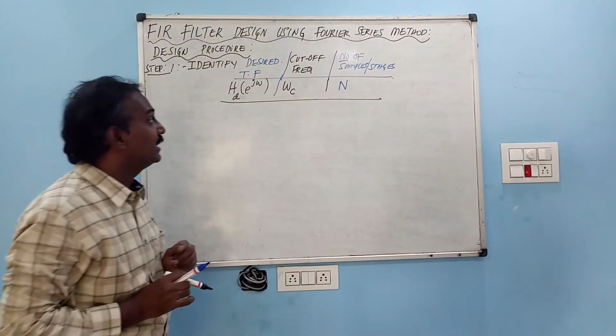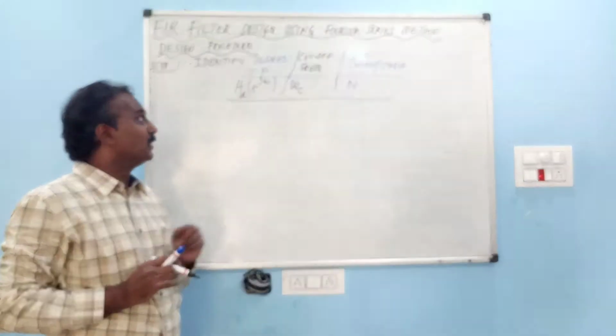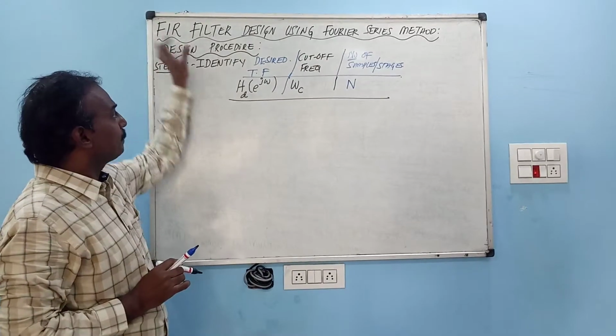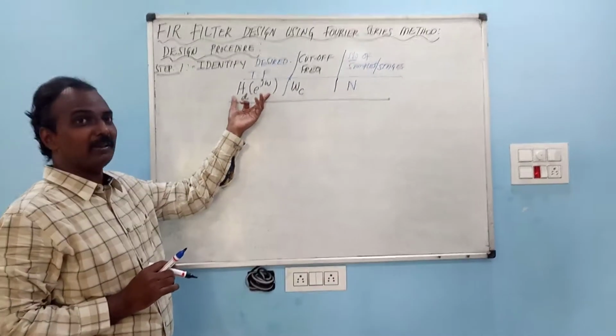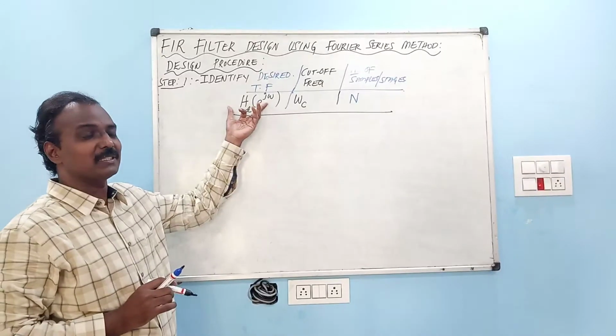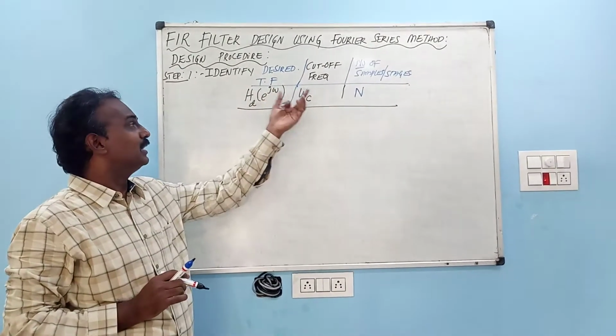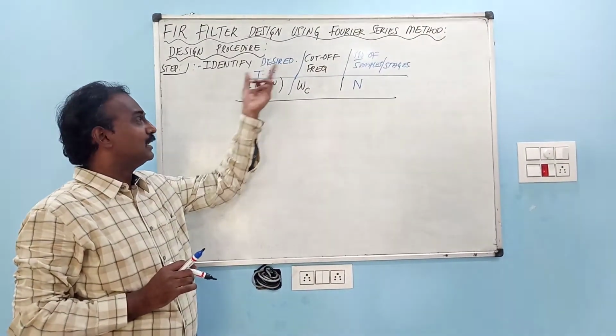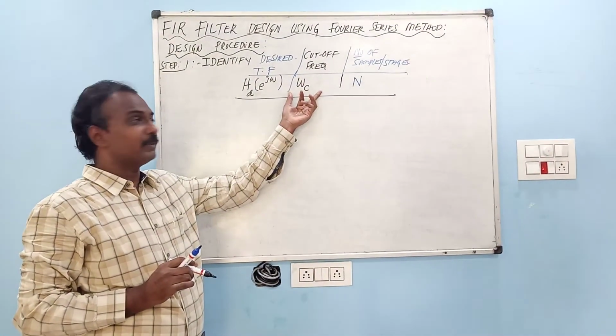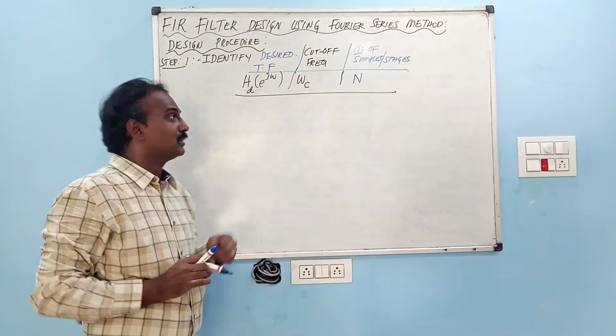Let us identify from the given information. So I want to design a FIR filter. So what is our required or what is our desired transfer function we have to find? Capital HD of e power omega. This is given. We identify this. Cutoff frequency may be given and total number of samples also will be given.